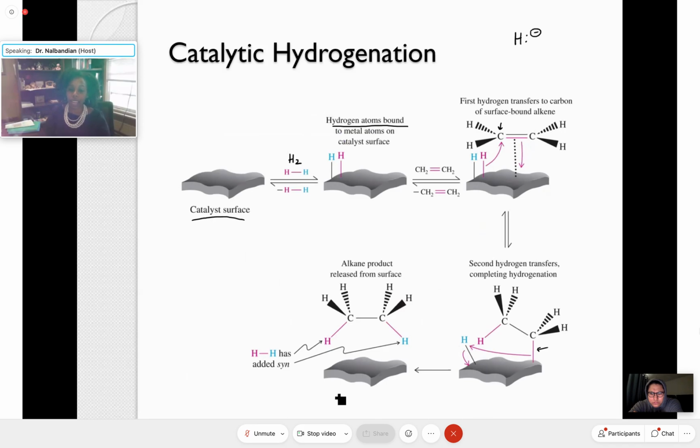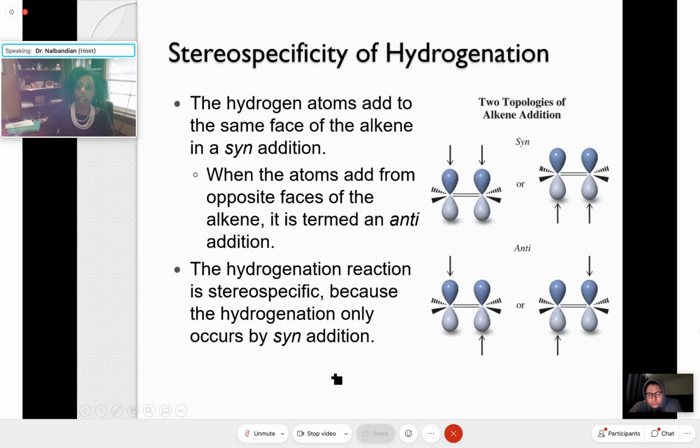We regenerate our catalyst. The catalyst gets regenerated, and now we have added in 2 hydrogen atoms to the carbons of the double bond. This is an addition reaction. So for this addition reaction, how are the hydrogens added? Well, the hydrogen atoms both get added to the same face of the alkene. We would call this a syn addition.